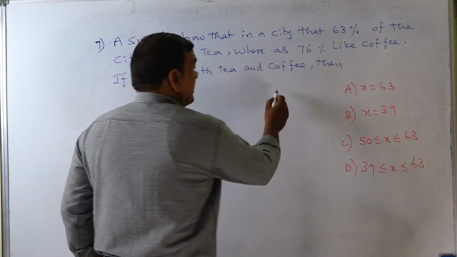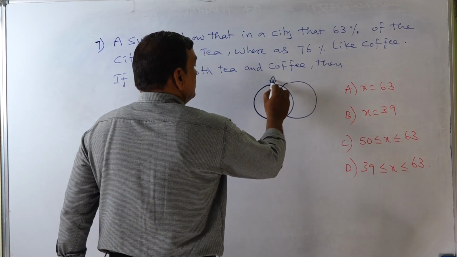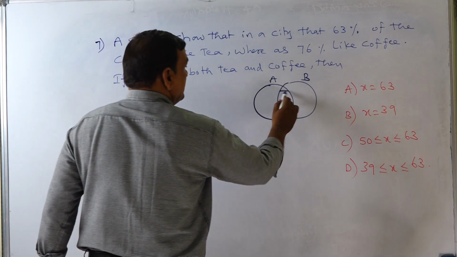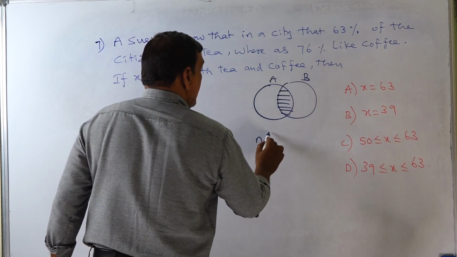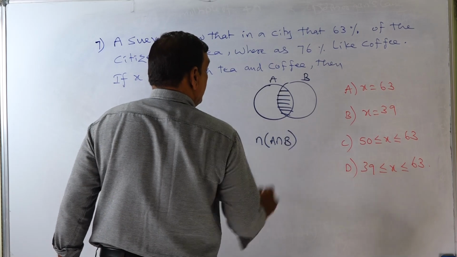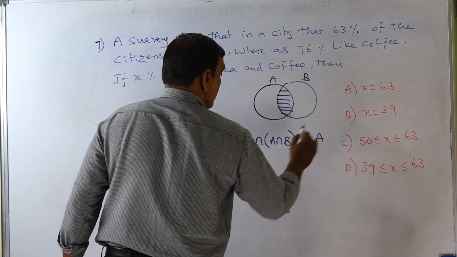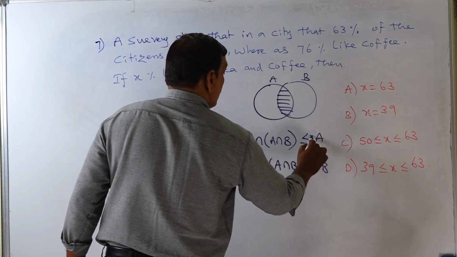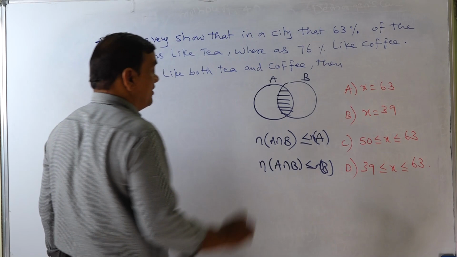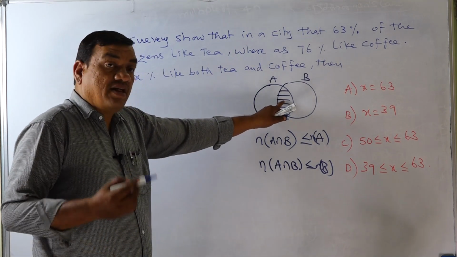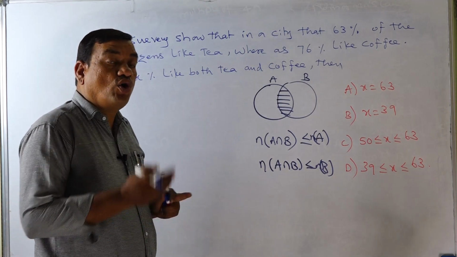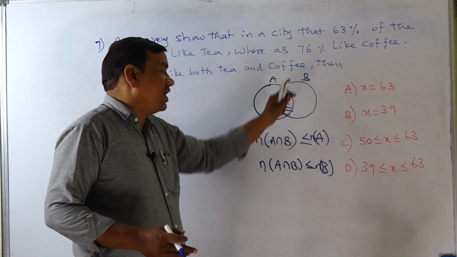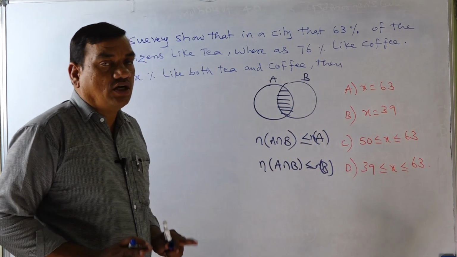So from this Venn diagram, this is A and B. Let us say this is A intersection B. N of A intersection B is always less than or equal to N of A, and also N of A intersection B is always less than or equal to N of B. That should be very clear. The number of persons who like both tea and coffee is always less than N of A and N of B, those who like tea and like coffee. This is the inequality that you should learn.